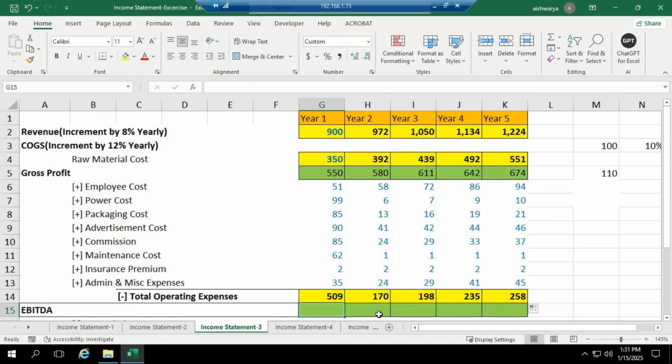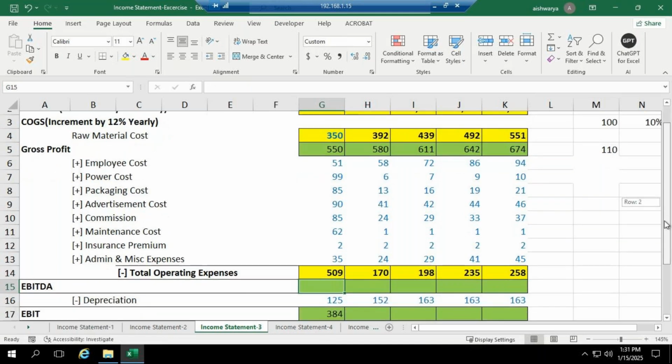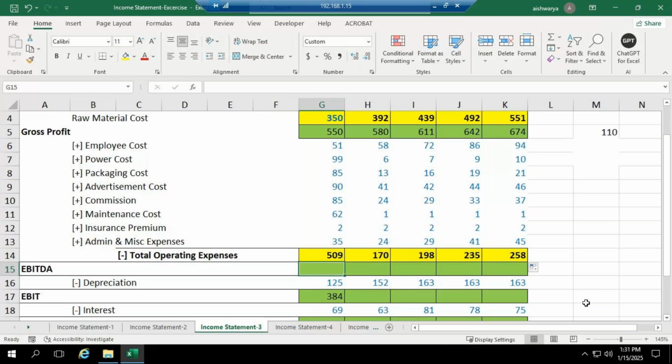Then after that, we'll be getting the EBITDA. So we have to calculate EBITDA. EBITDA means the gross profit minus total operating expenses. So now is equal to gross profit minus total operating expenses, you have to select here, and then press enter. See, now you'll be getting the answer here as 41. In the same way, you just place the cursor in the corner and then drag it over here. Automatically you will be getting the answers here like that.